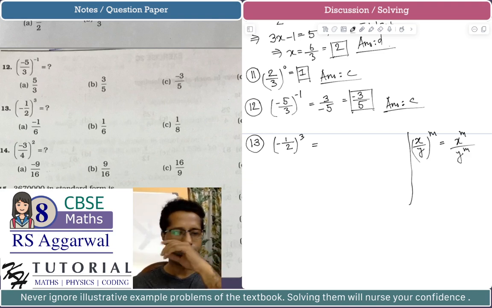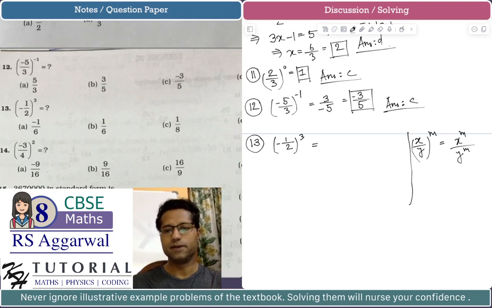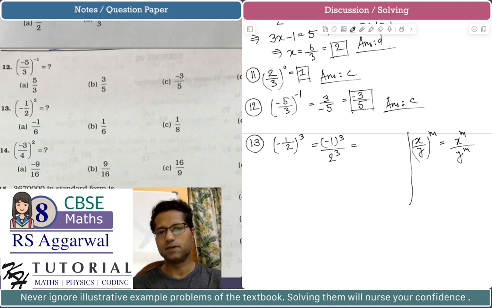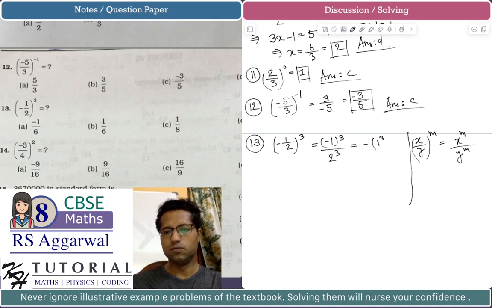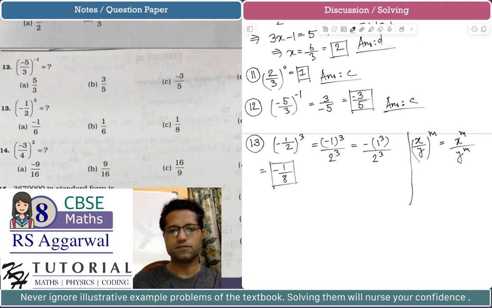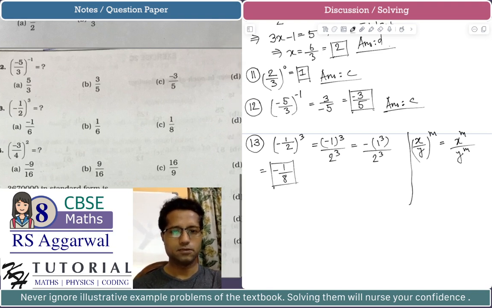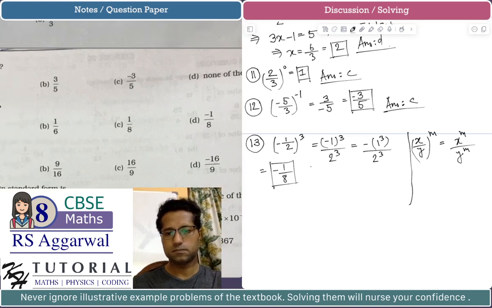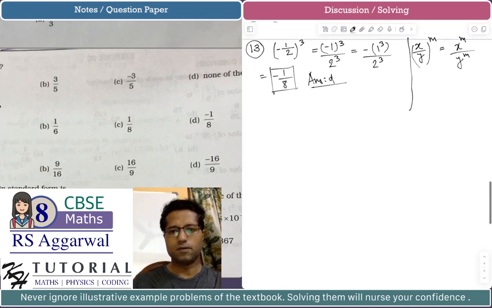So minus half raised to the power 3, when I break it, is minus 1 cube divided by 2 cube. Now for minus 1 cube, the base is negative and the power is odd. So this will be negative of 1 cube divided by 2 cube. So this is minus 1 by 8. Minus 1 by 8 is the value. So the answer is choice D.